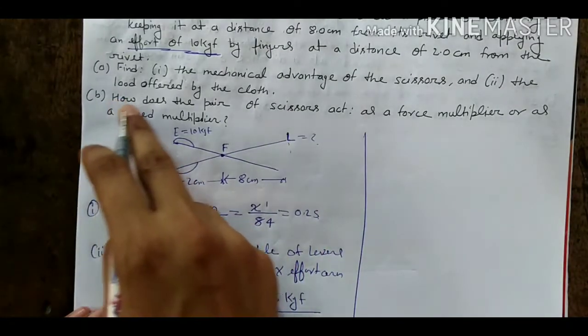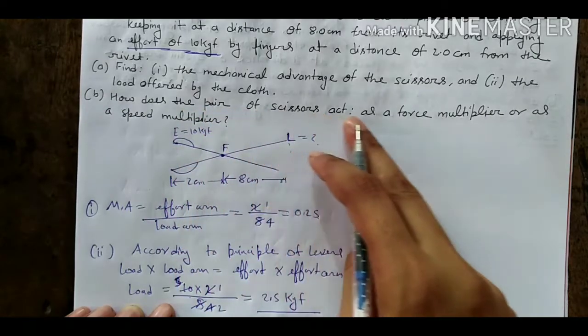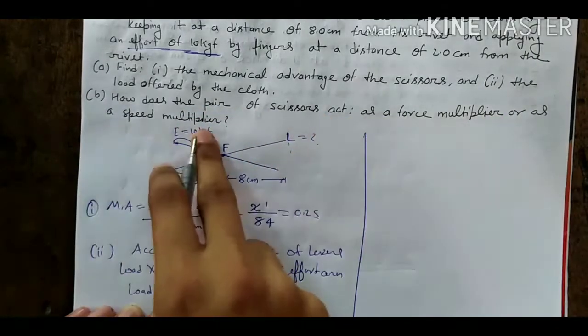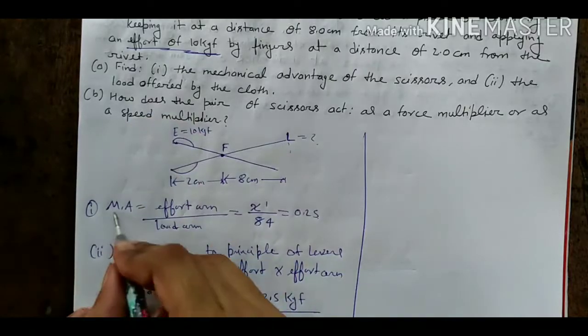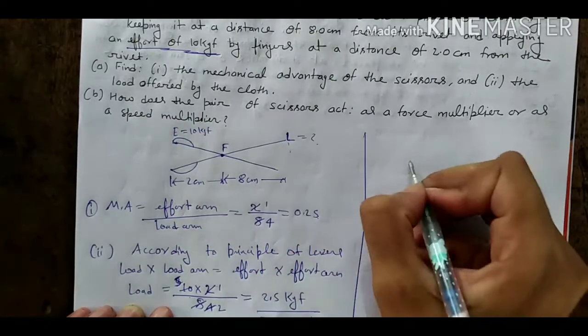And the last question, how does the pair of scissors act as a force multiplier or as a speed multiplier? Here the mechanical advantage is less than 1.